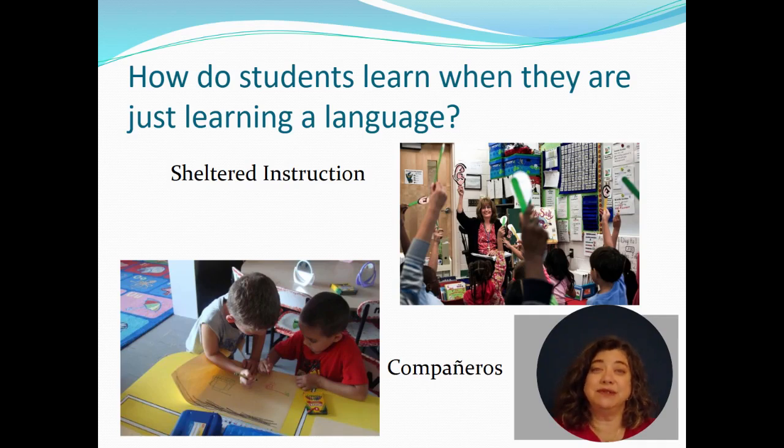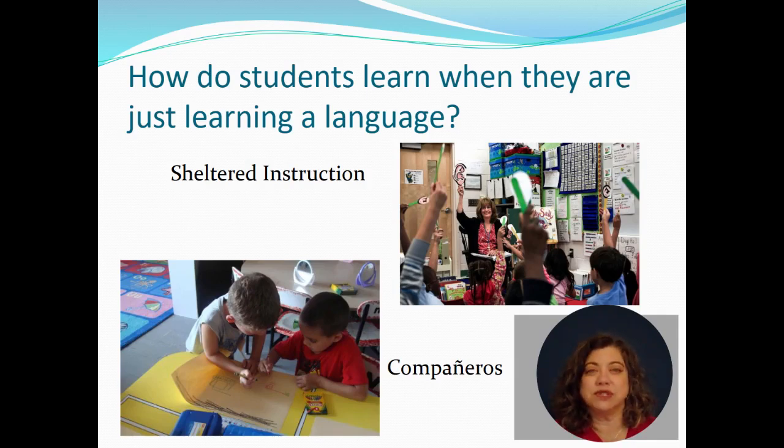Another strategy we use is to use their compañeros. Because our classes are balanced, teachers pair students to work together. During English time, the native English speaker can be the expert. During Spanish time, the native Spanish speaker can be the expert.